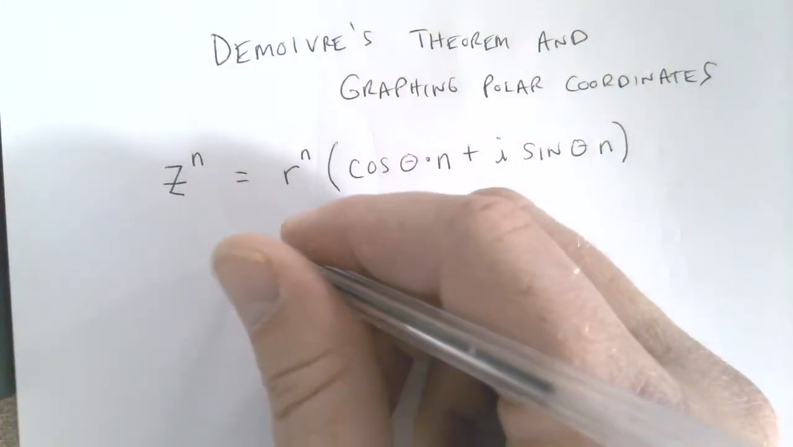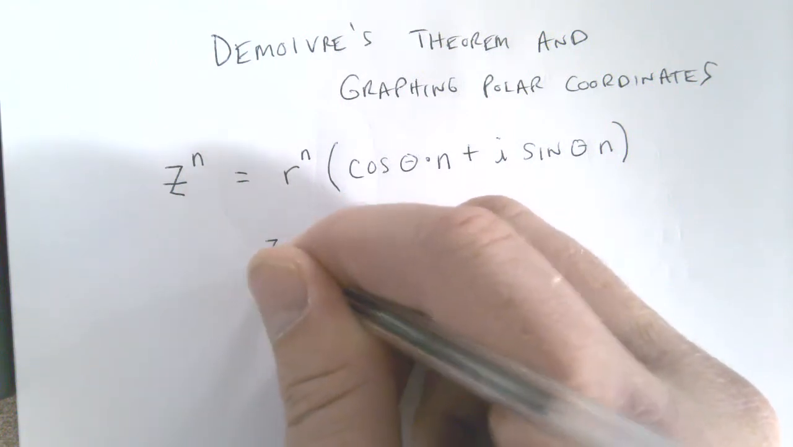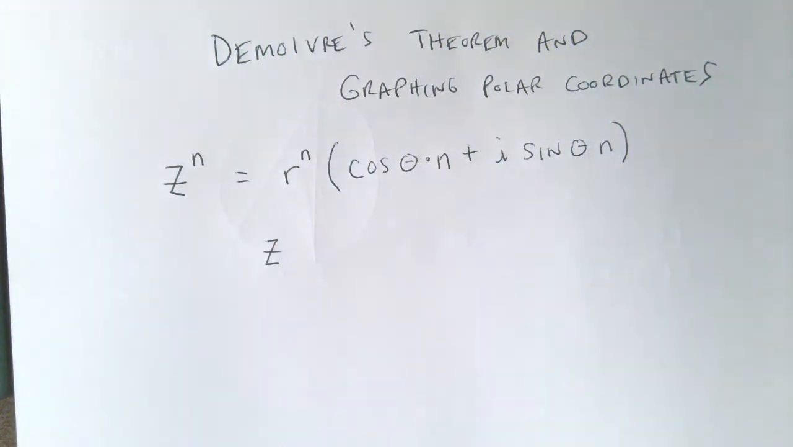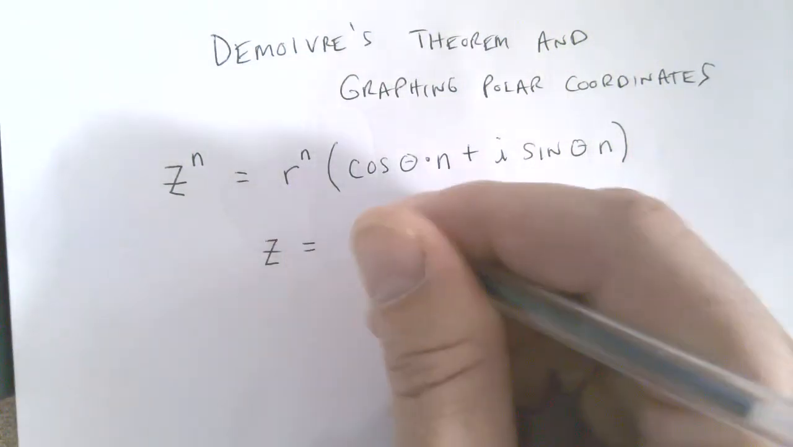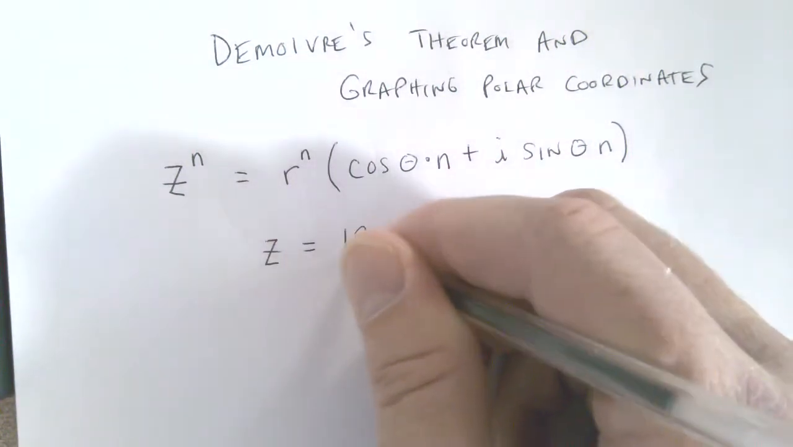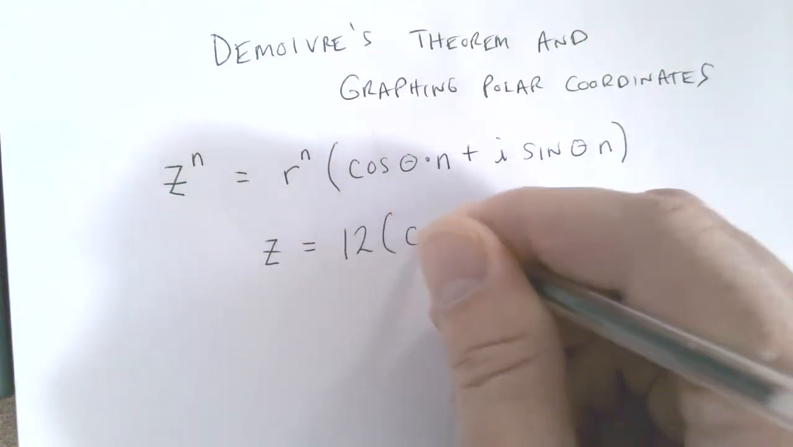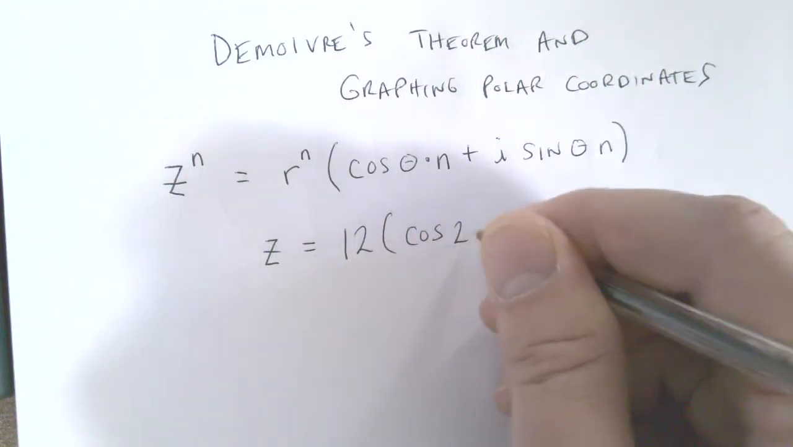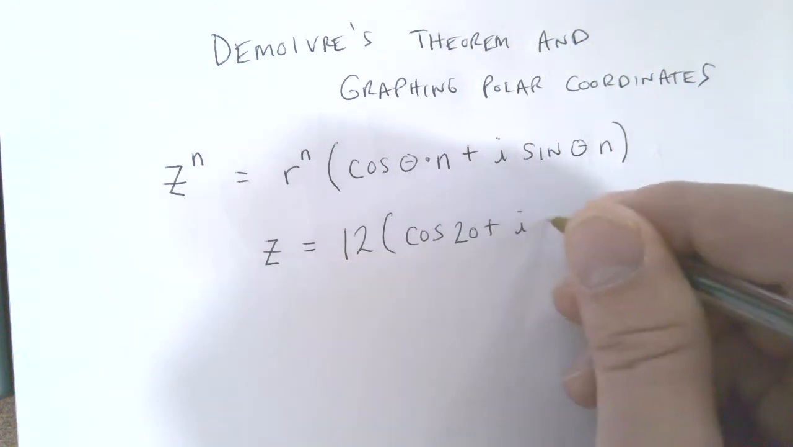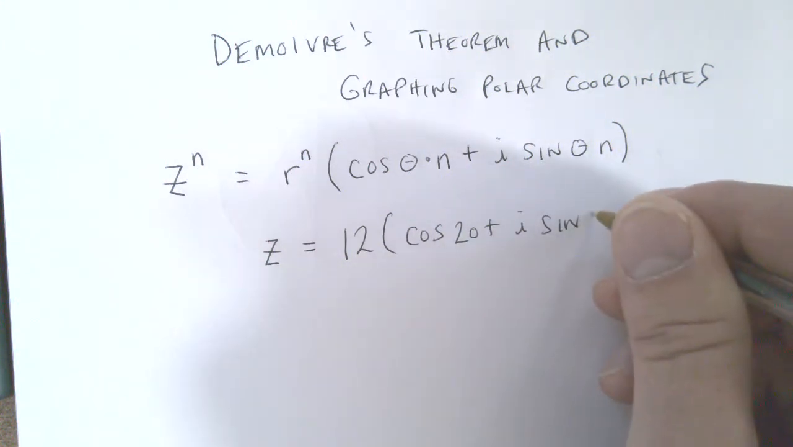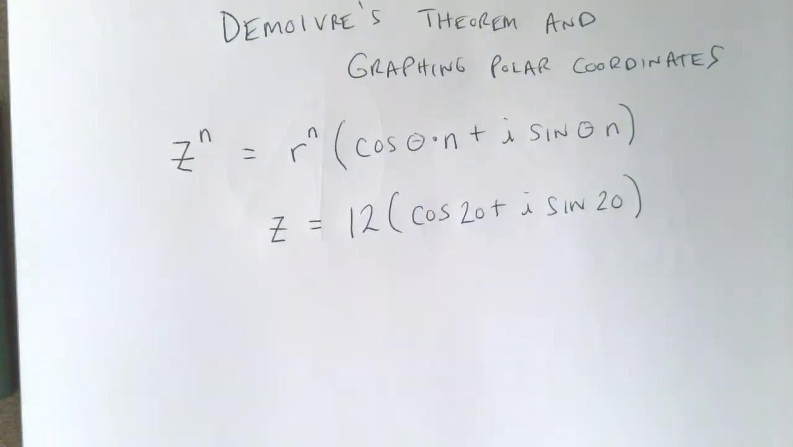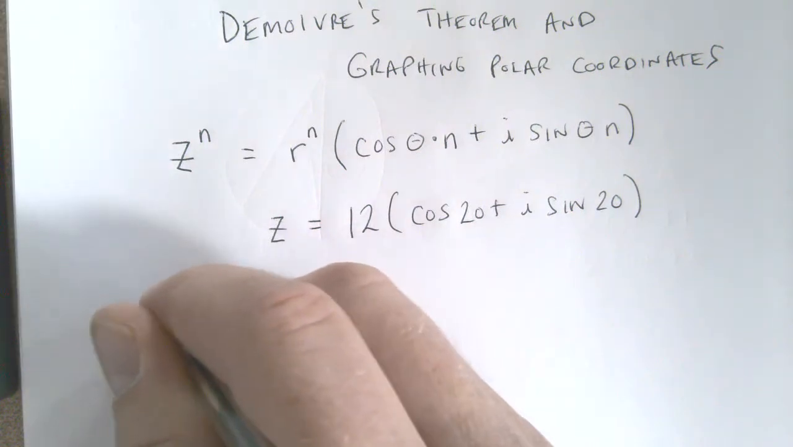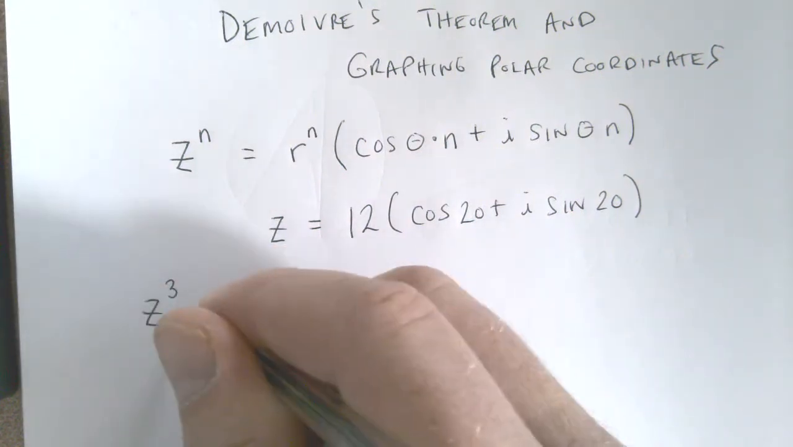So for our first example, I'm going to give you one in trig form here. Let's say that they tell us that z is 12 cosine 20 plus i sine 20. And we want to do z to the third power.